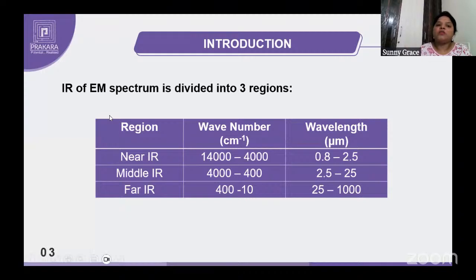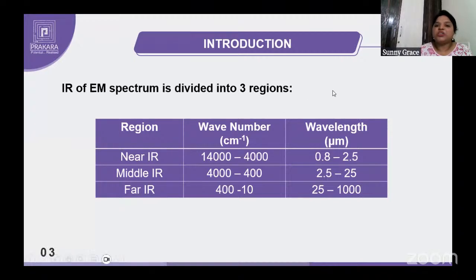IR is broadly classified into three regions: near IR, middle IR, and far IR. Here we are denoting them in wave numbers and wavelength. In the IR, we are seeing the wave numbers. In the energy equation, E is equal to hc by lambda, where lambda is the wavelength. So energy is inversely proportional to the wavelength. Wave number is the inverse of wavelength. So energy and wave numbers are directly proportional to each other. That is one point you have to remember.